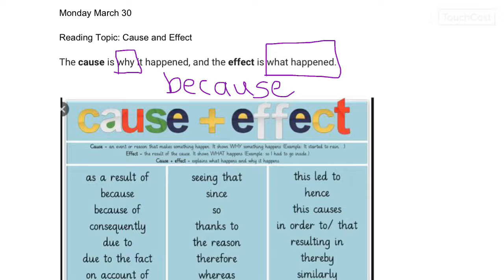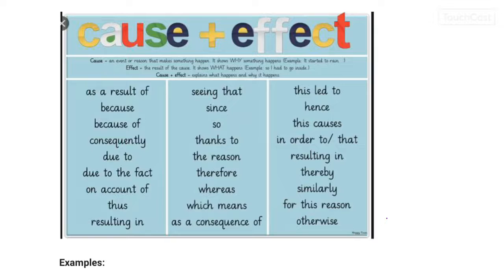So we're going to take a look at some examples as we go through some cause and effect. This chart has some examples of words that you might see that could lead you to clues that there's cause and effect. Like I said, some of the more famous ones are because, since, so, therefore. There's a lot on here. You might see it during the lesson today, so you can always go back and reference if you need some help locating cause and effect.